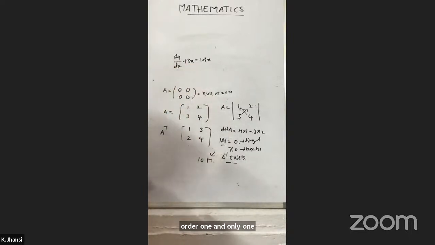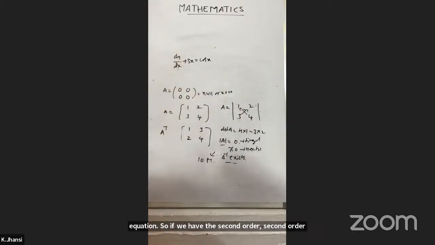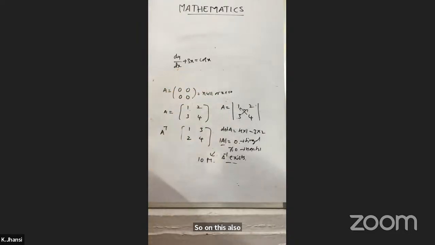Okay, so this is called an ordinary differential equation. If we have the second order, d square y by dx square, and one more variable is included, it is called a partial differential equation. So on this also many topics are there. Some topics will be useful for solving the thermodynamics problems.